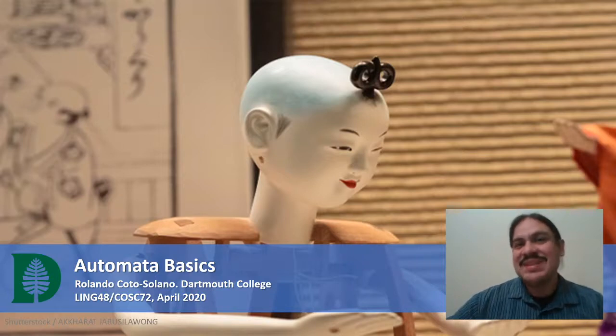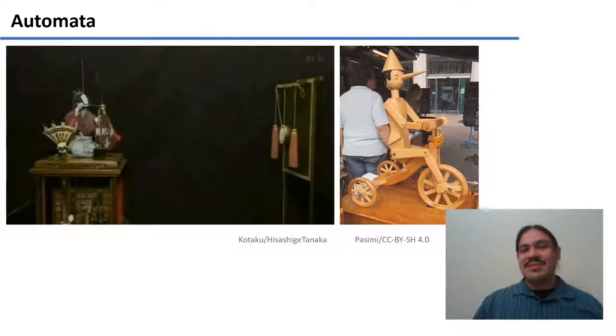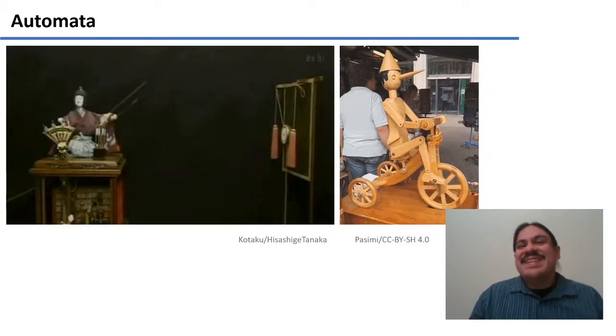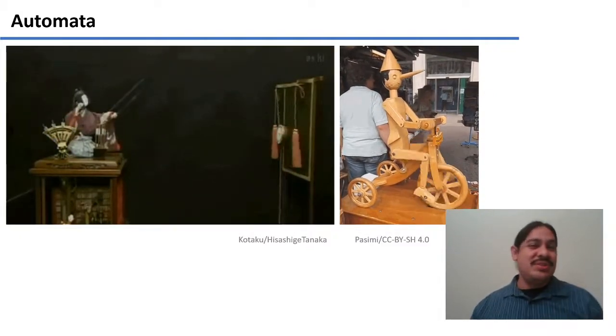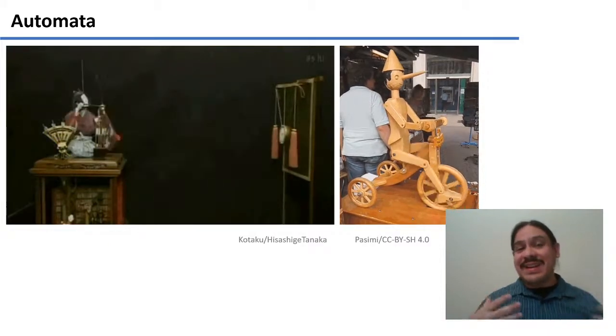Bienvenidos. Welcome. Let's talk about automata, a kind of abstractions that help you describe and generate strings. Obviously, that's not what these are. The term automaton originally meant a kind of robot or a machine that could perform an action again and again.